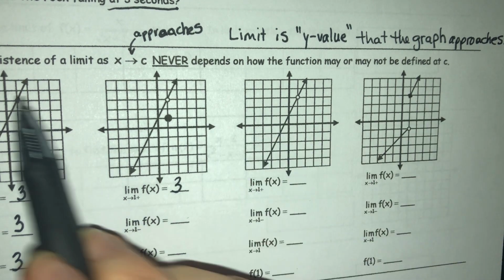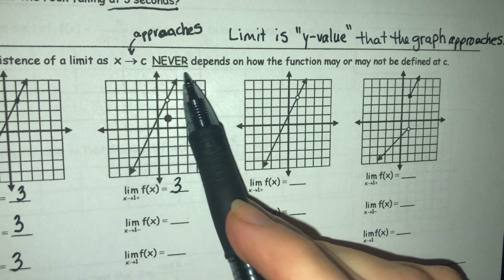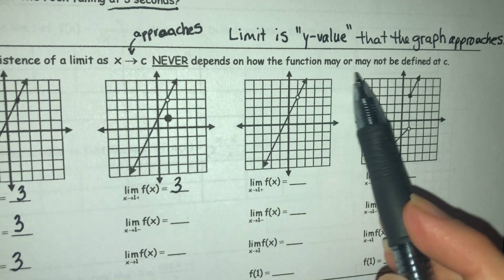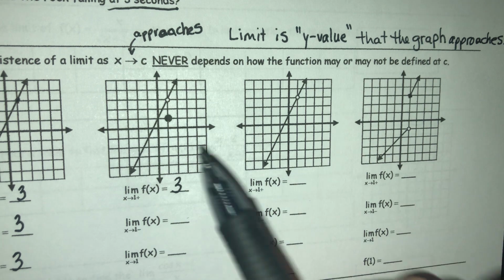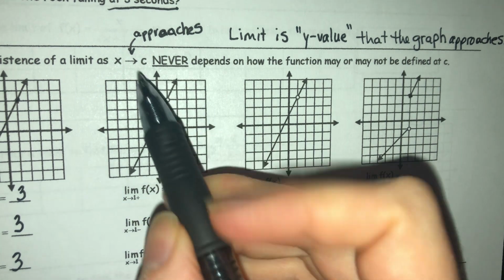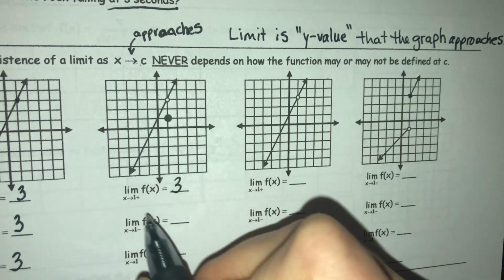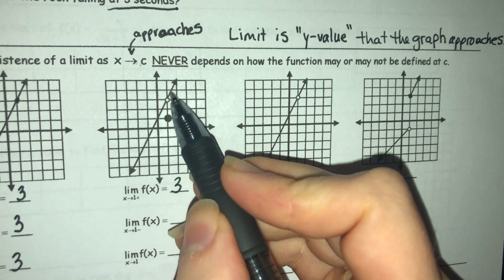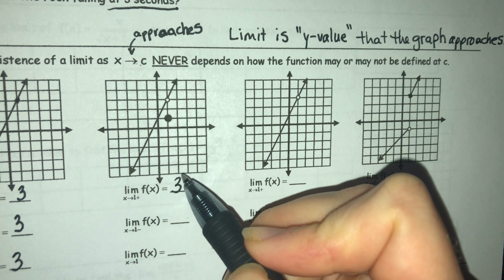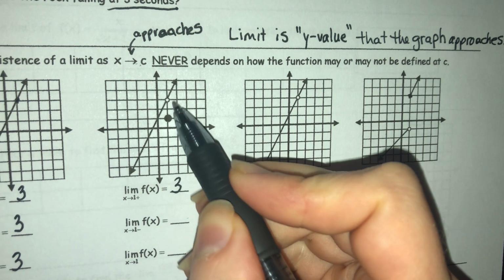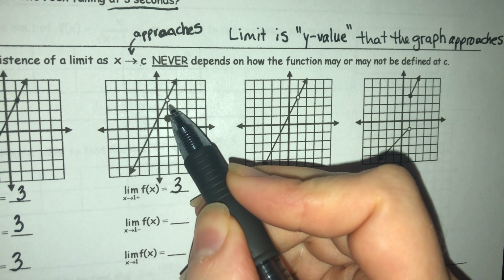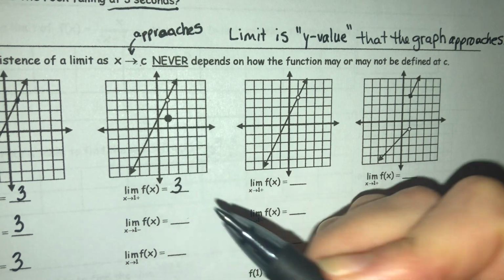And this is why it says the existence of a limit never depends on how the function may or may not be defined at c. C being the number that x is approaching. So as x is approaching 1, it looks like it's getting close to 3. So that is the limit. It doesn't matter that it's not actually defined to be 3.